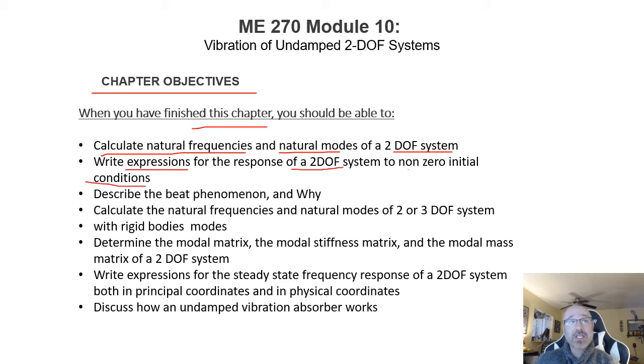non-zero initial condition. We also want to be able to describe the beat phenomenon, so we'll go over that a little bit and why. Calculate our natural frequencies and natural modes for 2 and 3 degree of freedom systems with rigid body modes. We want to be able to determine the modal matrix, the modal stiffness matrix, and the modal mass matrix, all for a 2 degree of freedom system.